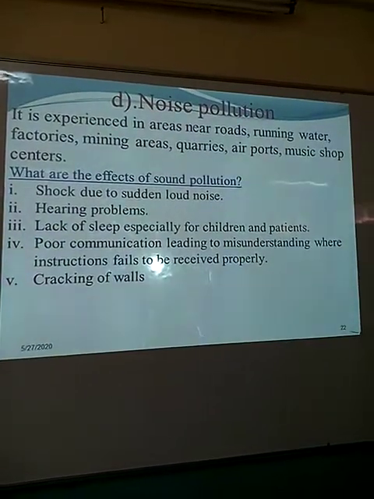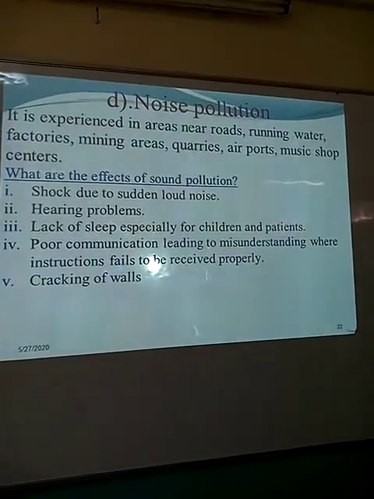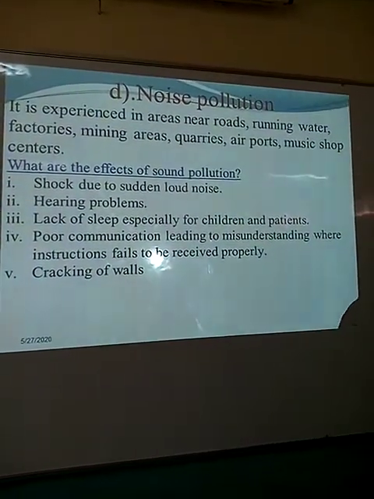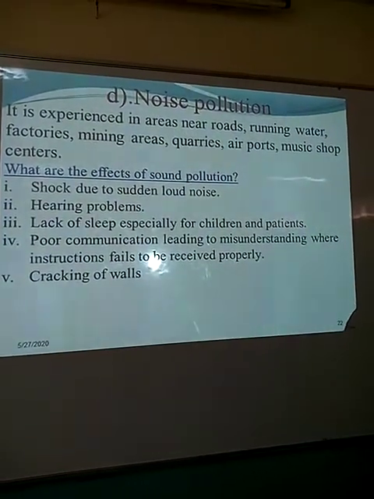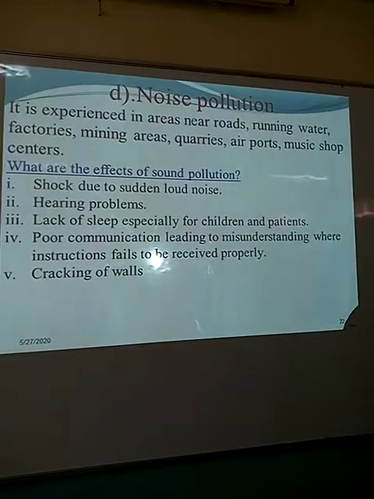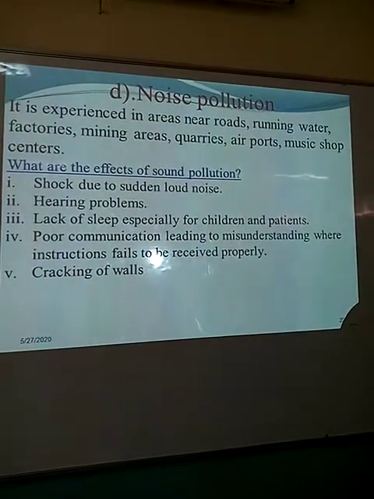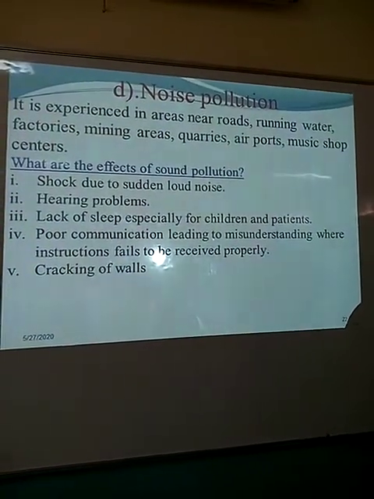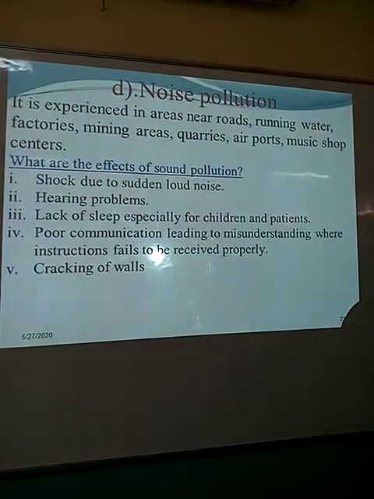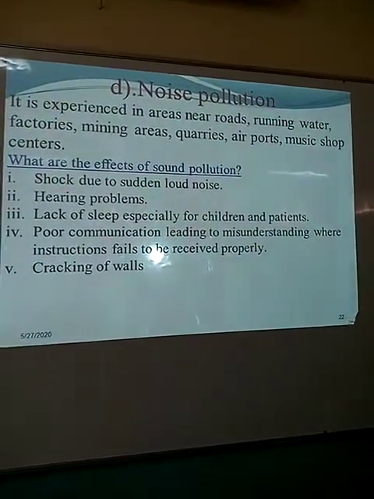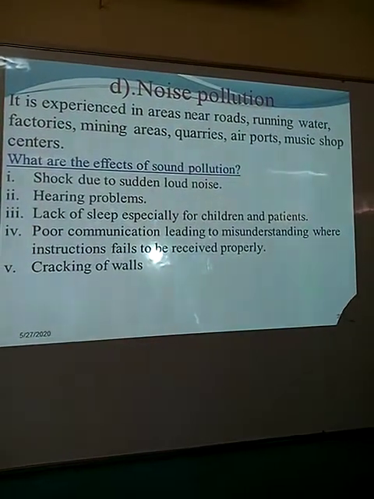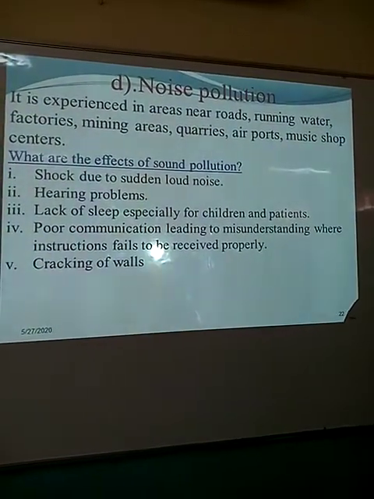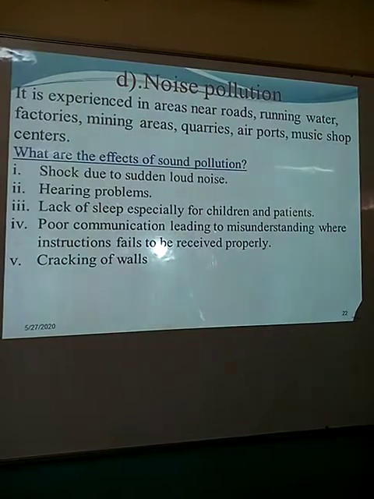And what are the effects of noise pollution? One is that it causes hearing problems. It might cause lack of sleep, especially for children and patients, so they don't enjoy their sleep. Noise pollution can also cause poor communication, thus leads to misunderstanding. If, let's say, there's a speaker speaking and some of us are making noise, then the message will not be delivered properly, thus causing misunderstanding. And lastly, noise pollution can cause cracking on walls.